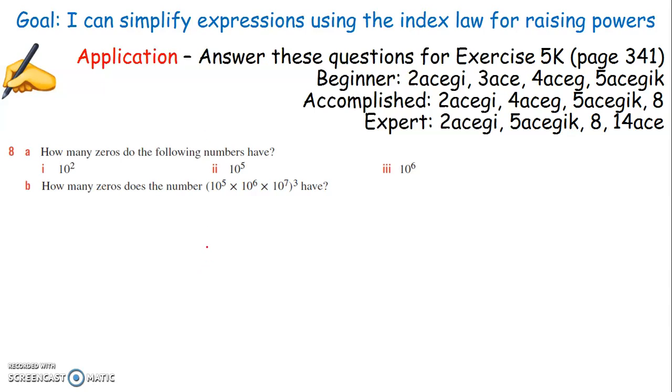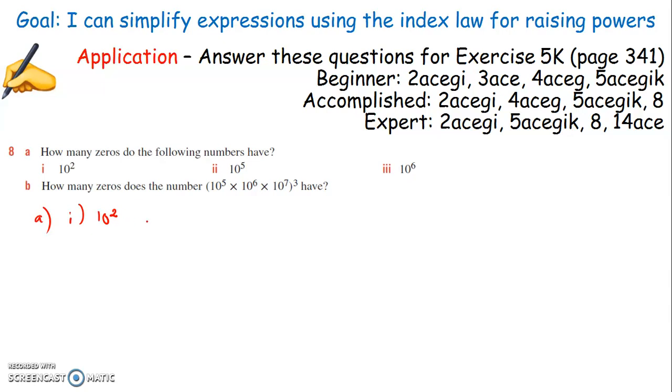In this video, we are going through question 8 for exercise 5K. The first question asks, how many zeros do the following numbers have? All right, so let's go through this. For A, I, we have 10 squared.